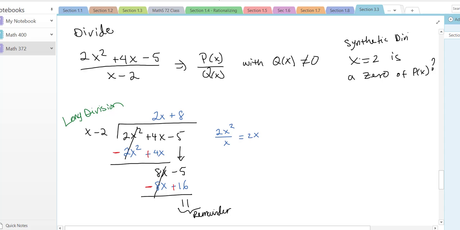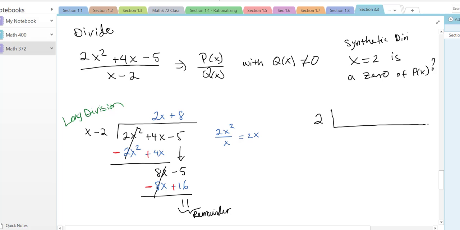And where am I getting the 2 from? What makes this 0? x minus 2 is 0 when x equals 2. So that's what we're trying to see. When x equals 2, if I put it in here, am I going to get 0? Let's see. The way to do that is synthetic division.